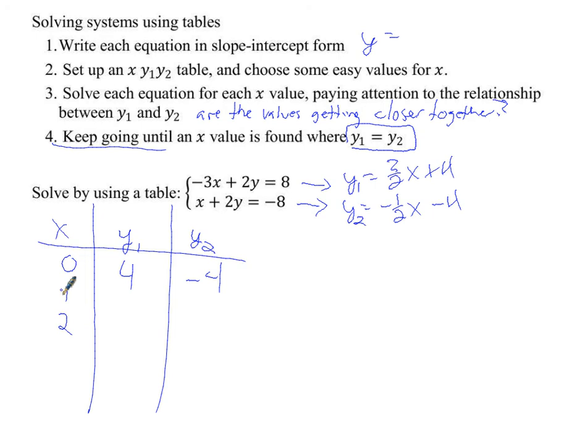I take 1 and plug it in. 3 halves times 1 is 3 halves. 3 halves plus 4 is what? 3 halves plus 4. 3 halves is 1.5. So plus 4 would be 5.5. Right?